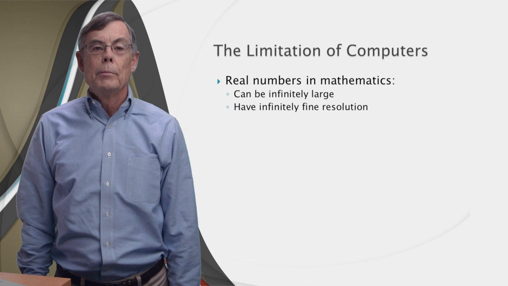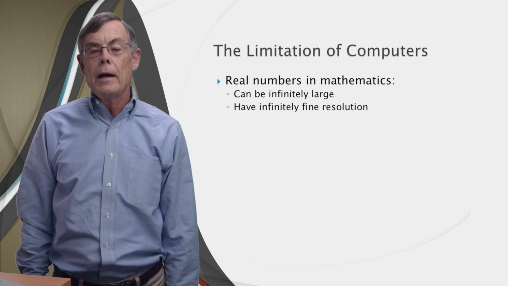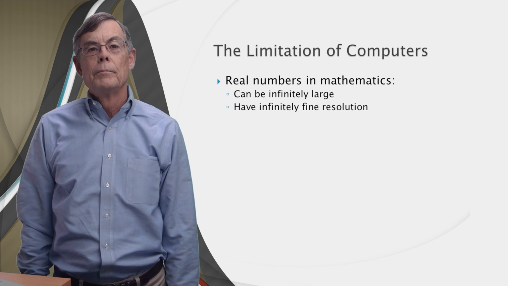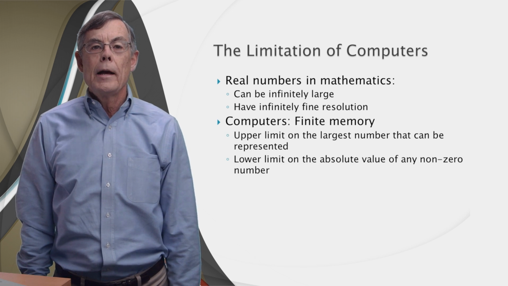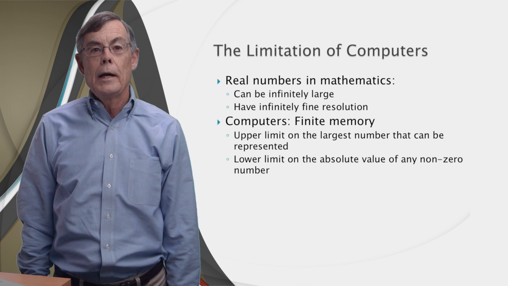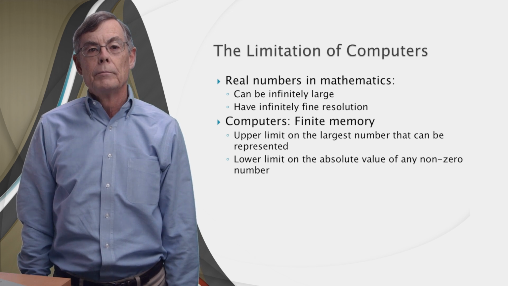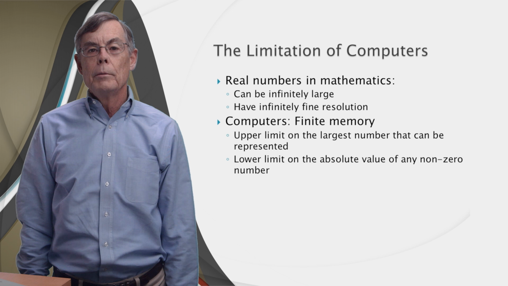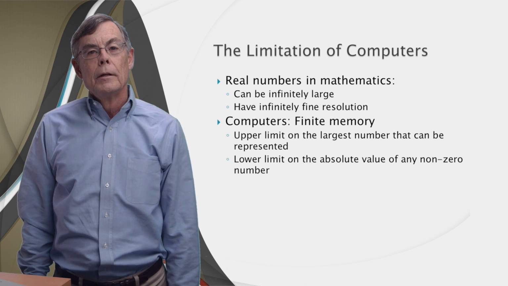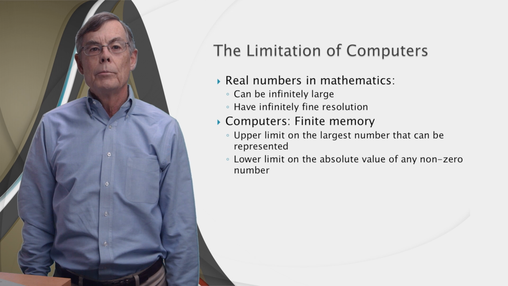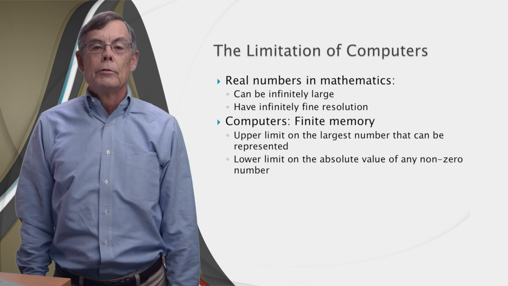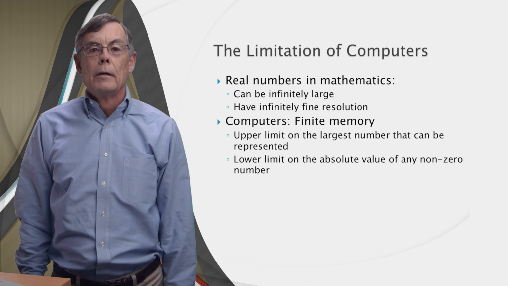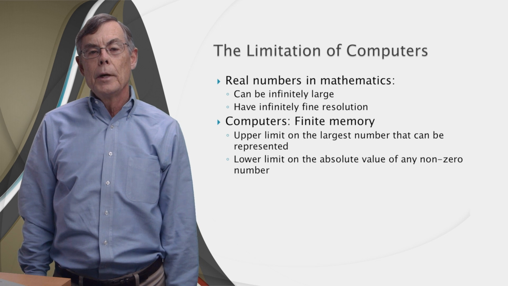In mathematics, real numbers can be infinitely large, and they have infinitely fine resolution, meaning that the difference between two different numbers can be infinitely small. On the other hand, computers have a finite amount of memory, so there must be a limit on how large a number represented in the memory can be, and there is. Also, there's a limit on how small the absolute value of a non-zero number can be. And if you think about it, the finiteness of the memory means that a MATLAB variable can't store an irrational number. So for example, the function pi returns not pi, but only an approximation of pi. And the square root function can return only an approximation of the square root of 2.